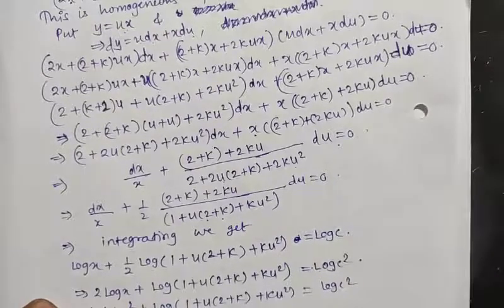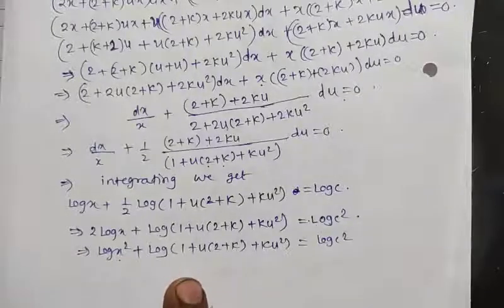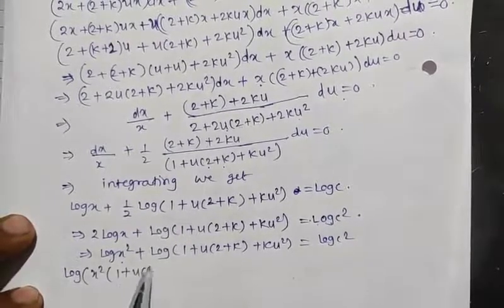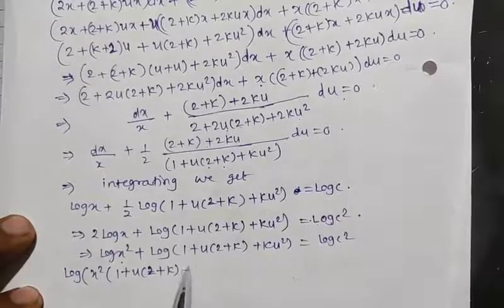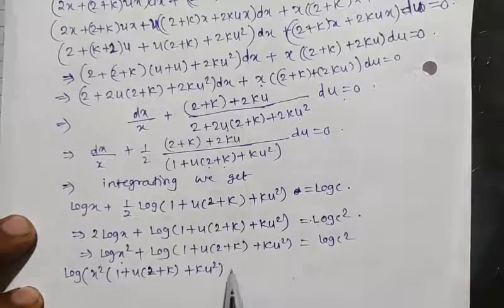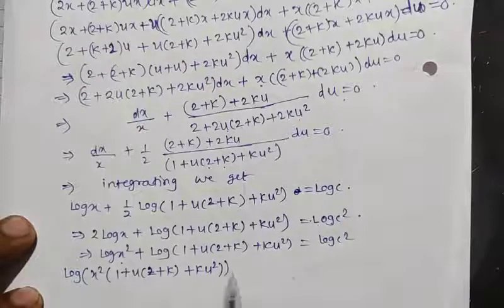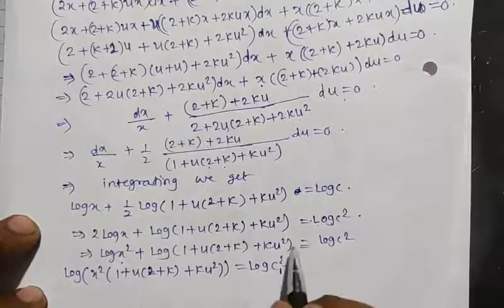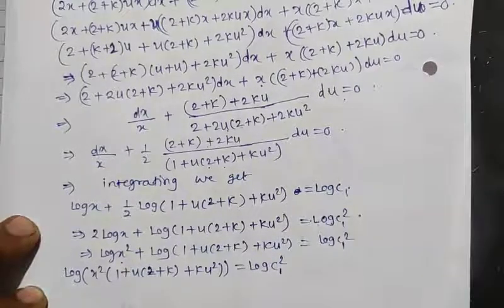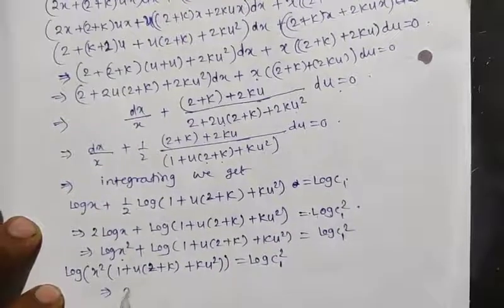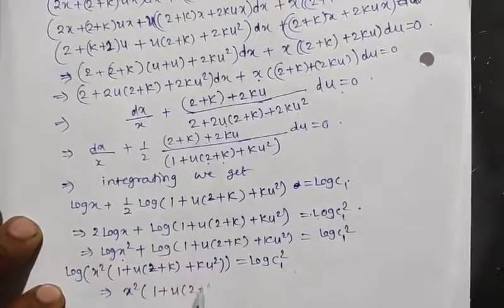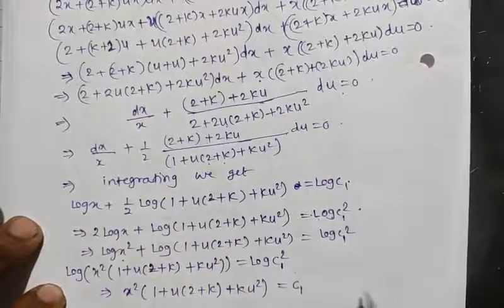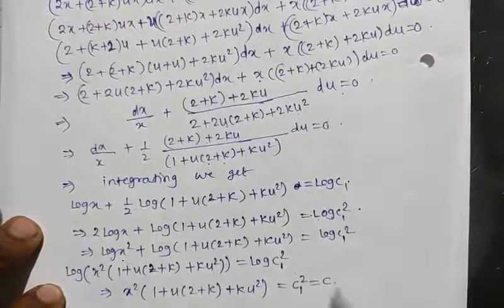So log a plus log b is log a into b. Okay, so we get log of x square into (1 plus u) into (2 plus k u square) is equal to log c square. After cancelling the log, I will call this c1 square. This is log c1. After taking antilog, we get x square into (1 plus u) into (2 plus k u square) is equal to c1 square, which is equal to a constant c.